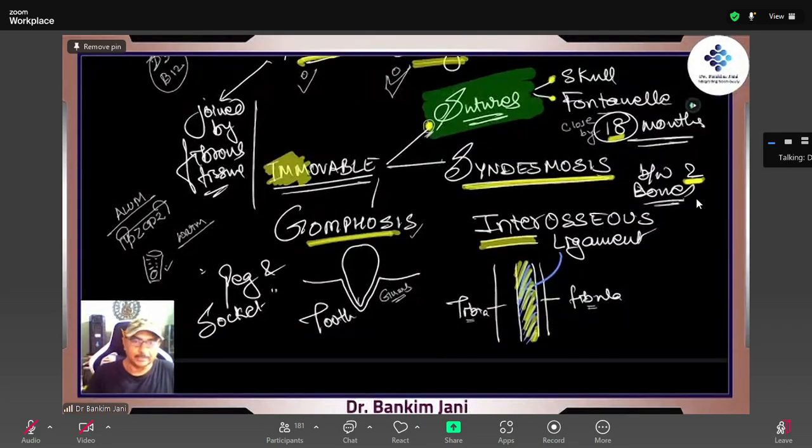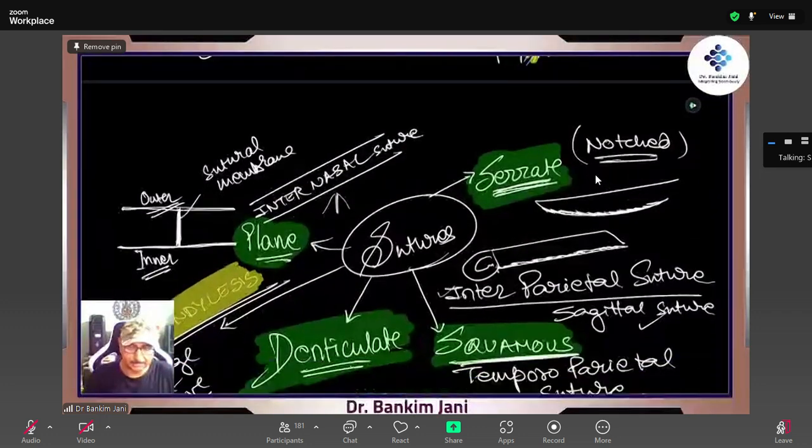Sir? Okay. Yes. Is the interosseous ligament also present between radius and ulna?